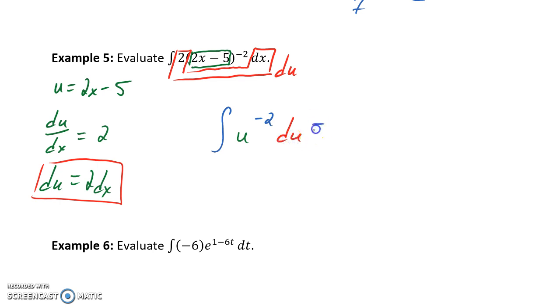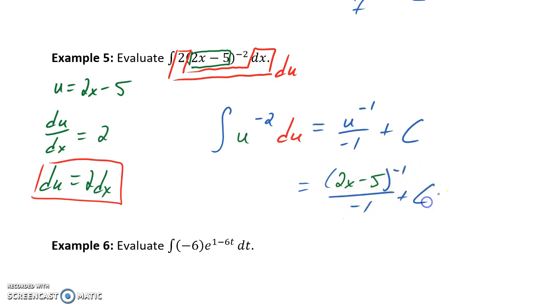du. So again, we're left with something simpler to integrate, which in this case would become u to the negative 1 over negative 1 plus c. We could replace u with 2x minus 5. And then rather than leave that negative 1 in the denominator, we could just write this as negative 2x minus 5 to the negative 1st power plus some constant c.